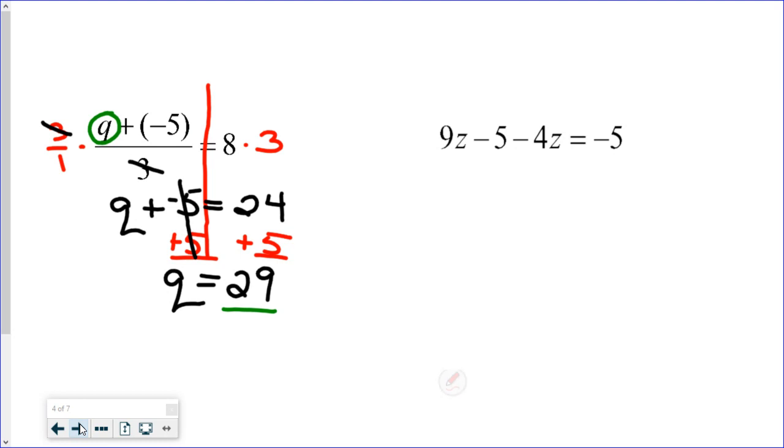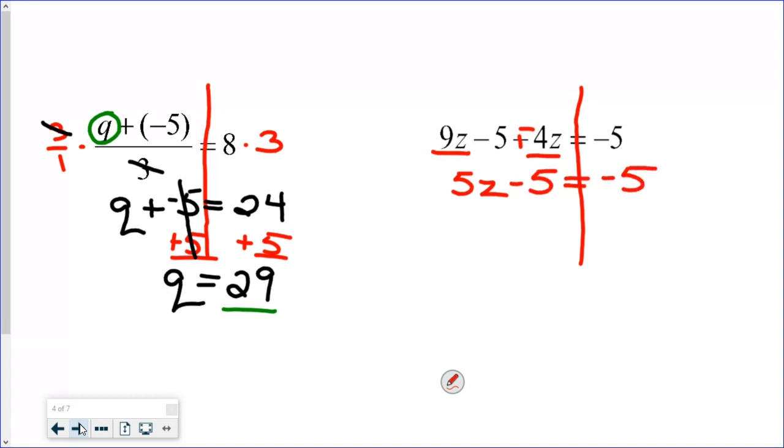Okay, one more. Again, do you see the like terms? Do you see we have 9z plus a -4z? That gives me 5z's. -5 equals -5. I should have written that in black. I'm a little off on my colors now. So by combining the like terms, I have 5z. This -5 just comes from there, equals, and the -5 just gets brought down.